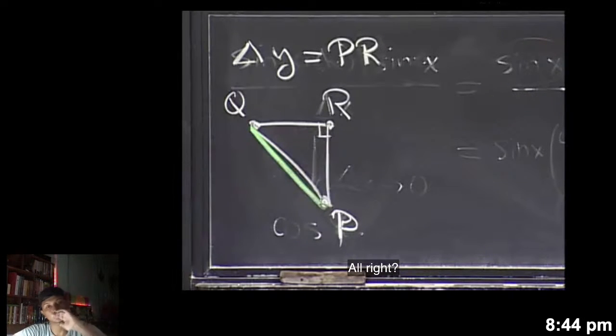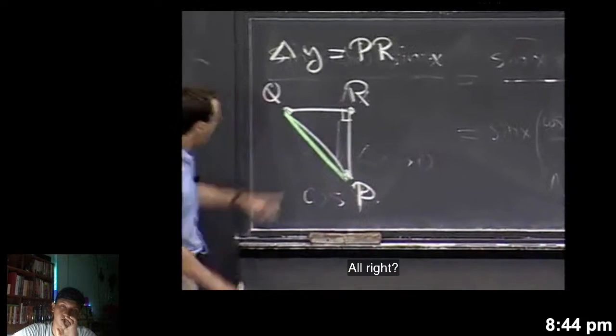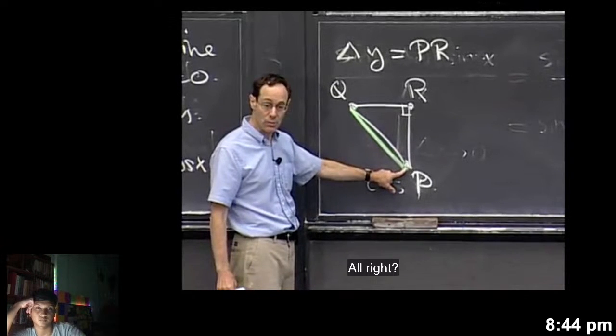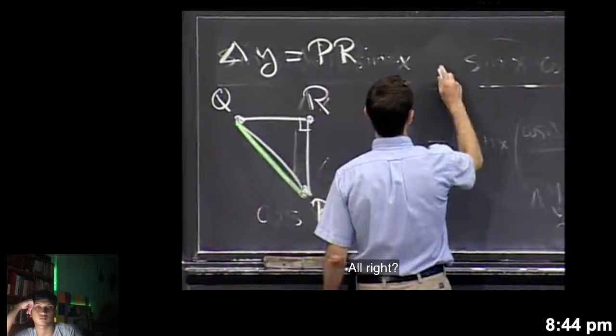Okay, so now the key step is this same principle that we already used, which is that short pieces of curves are nearly straight. So that means that this piece of the circular arc here from P to Q is practically the same as the straight segment from P to Q. So that's the principle: the arc PQ is practically the same as the straight segment from P to Q.